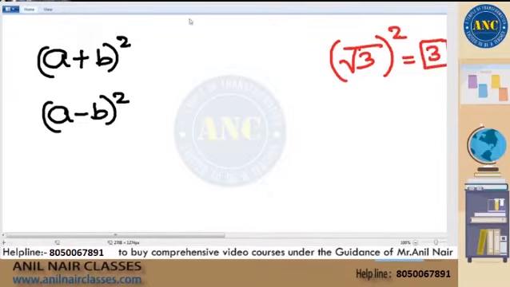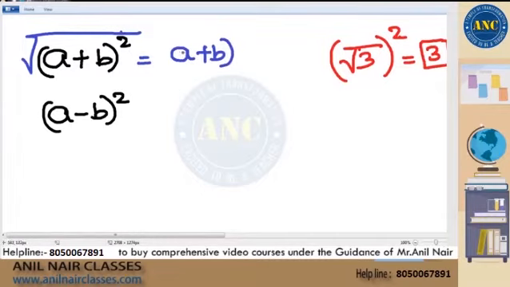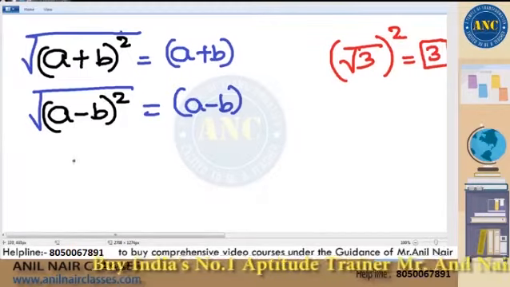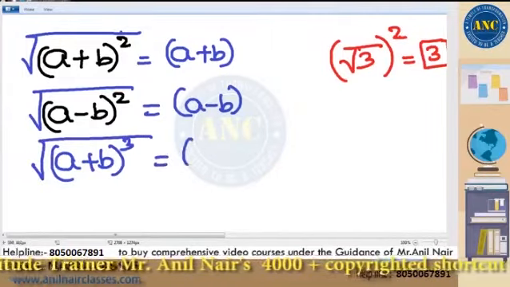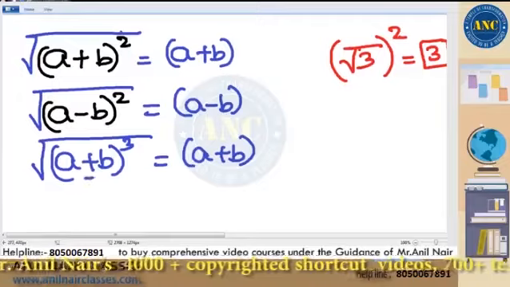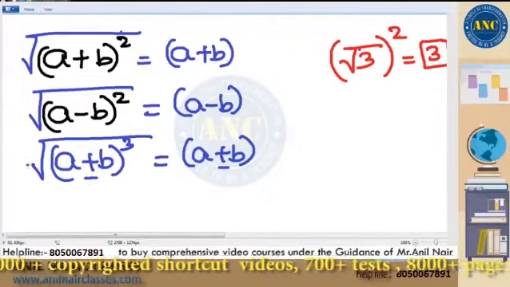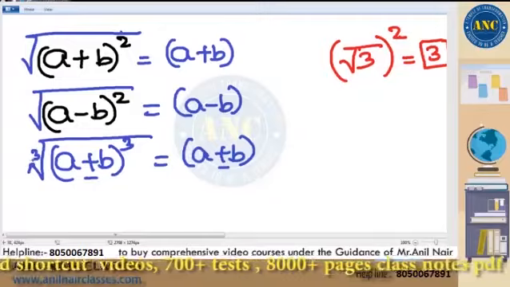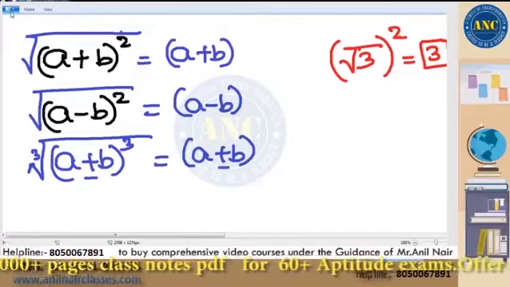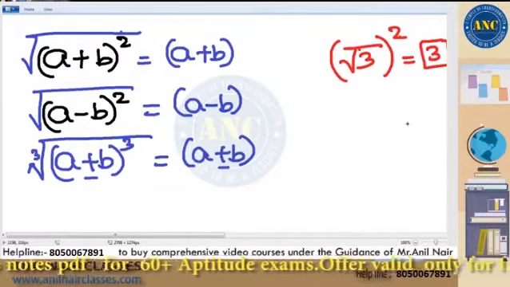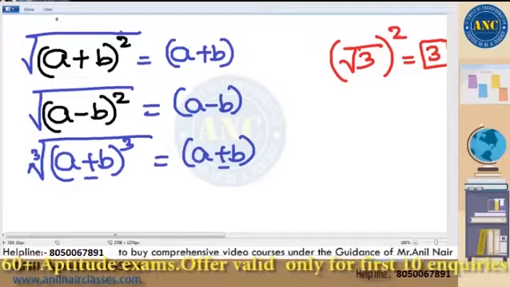Similarly, if I have the square root of a plus b whole square, then the square root and square will eliminate and you are left only with a plus b. A minus b whole square under the square root will be a minus b. Similarly, a plus b whole cube under the cube root is again a plus b. A minus b whole cube under the cube root is again a minus b. That means we will try to eliminate all these square roots or cube roots whenever there is a chance for us.